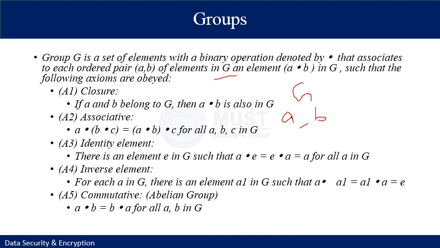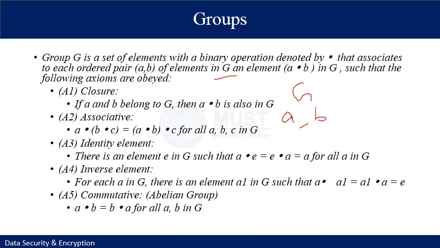Before proceeding forward, let's define what the dot operator is. The dot operator is a generic representation of an operator, and it can refer to any of the mathematical operations such as addition, subtraction, multiplication, division, etc. For elements to be in a group, there are some properties or axioms that must be obeyed. The first axiom is the closure axiom.